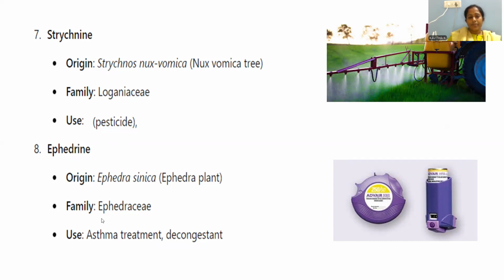Next is about ephedrine. Ephedra sinica is the scientific name of the Ephedra plant. It belongs to the Ephedraceae family, and in general it is used as an asthma treatment. Asthma is when people find it very difficult to breathe comfortably. So in order to dilate, to increase the size of the windpipe, we can use this kind of ephedrine.